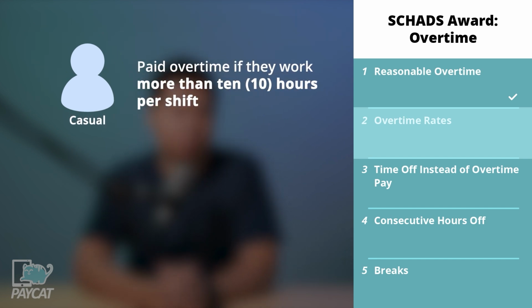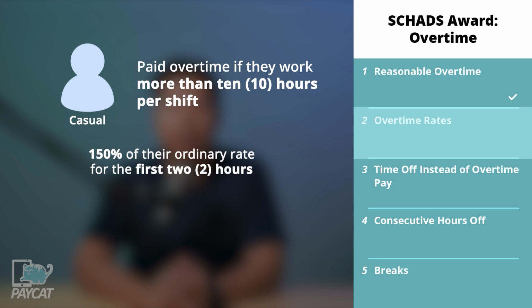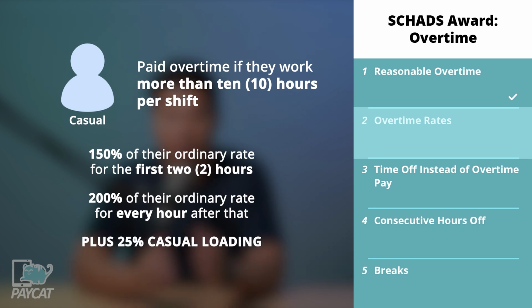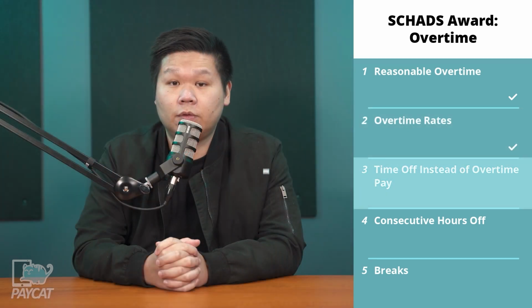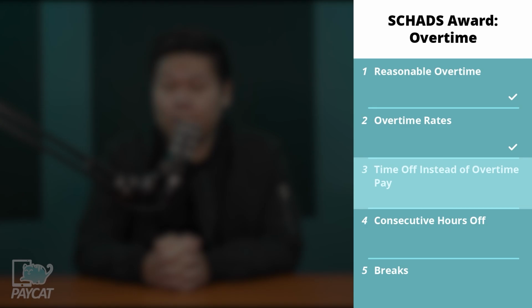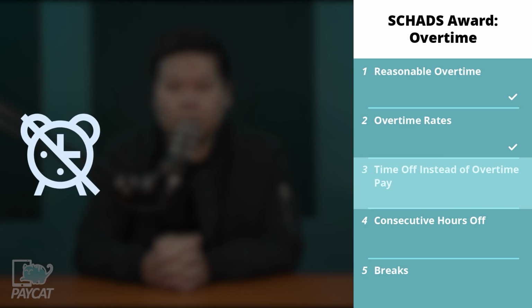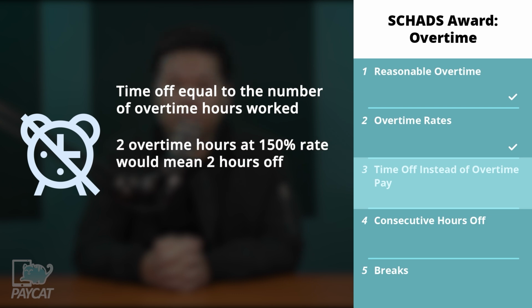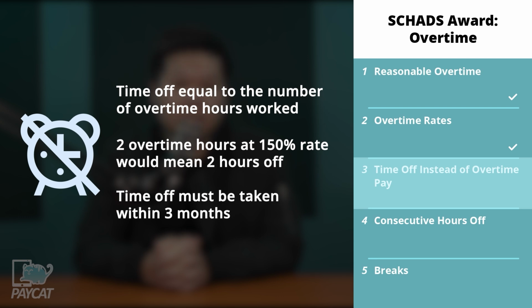If your casual employee works more than 10 hours per shift, they must also be paid an overtime rate of 150% of their ordinary rate for the first 2 hours and 200% after that, plus their casual loading of 25%. If you or your employee would prefer time off instead of overtime payment, you can agree to do so. But there are a few conditions. The employee must be allowed to take time off equal to the number of overtime hours worked. For example, 2 overtime hours at a penalty rate of 150% would still mean 2 hours off. The employee must take time off within 3 months from the time the overtime was worked.